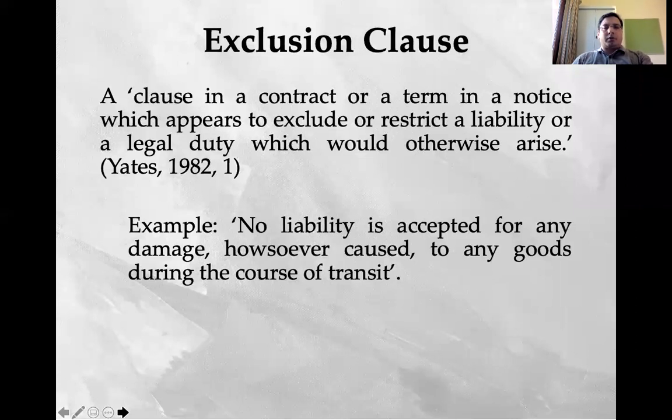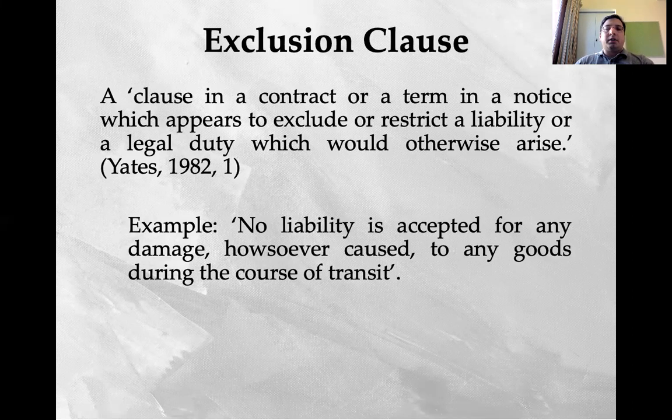What are exclusion clauses? A clause in a contract, or a term in a notice, which appears to exclude or restrict a liability or a legal duty which would otherwise arise is called an exclusion clause. An example of an exclusion clause is: no liability is accepted for any damage, howsoever caused, to any goods during the course of transit.